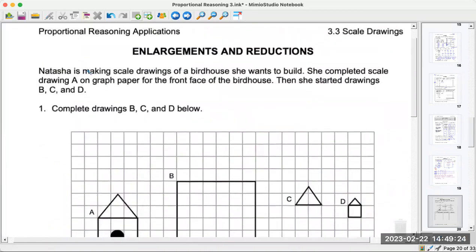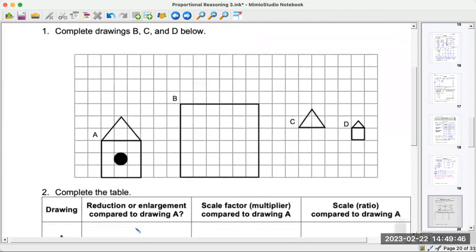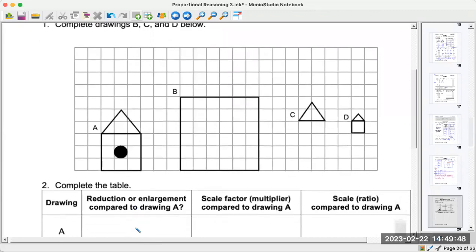Natasha is making a scale drawing of birdhouses she wants to build, different ones. She completes scale drawing A, which is the first one here, on graph paper for the front face of the birdhouse. It's just the front face. It's not three-dimensional. Then she starts drawing B and C, complete drawings B, C, and D below. So we got to add a roof to this thing, and we got to add that little hole in the middle. Okay, everything has to be correct.